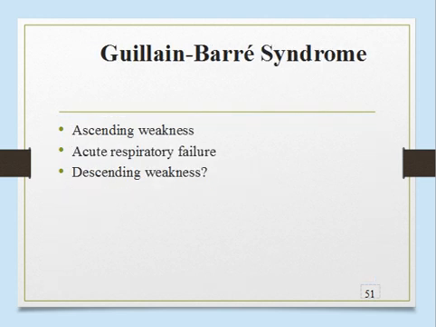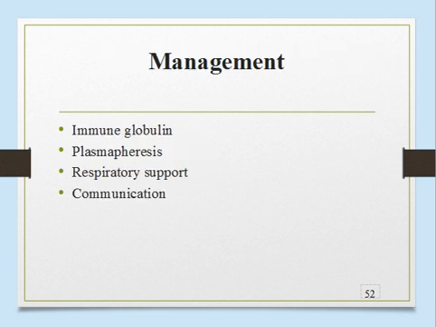Guillain-Barré Syndrome, ascending weakness, causes acute respiratory failure. On occasion, it can be a descending weakness. Management, immunoglobulin, plasmapheresis, which is a form of dialysis which removes antibodies from the blood. Make sure you give them respiratory support and communication.